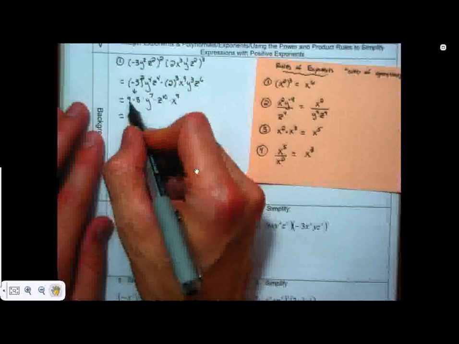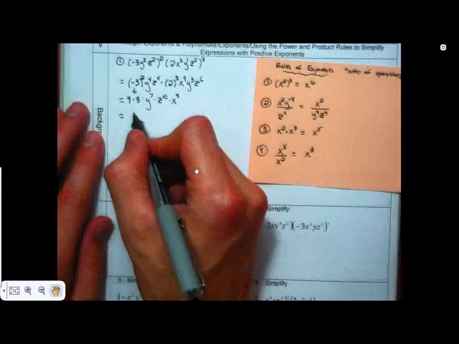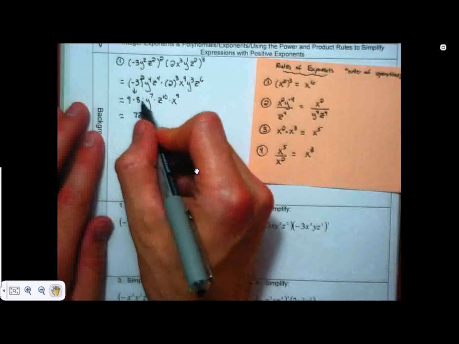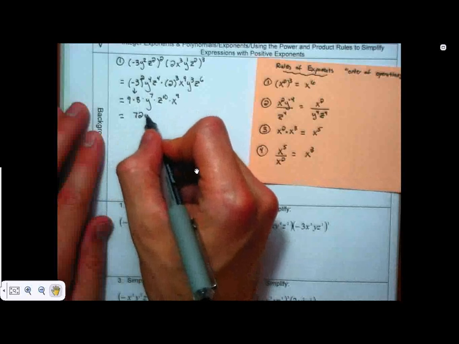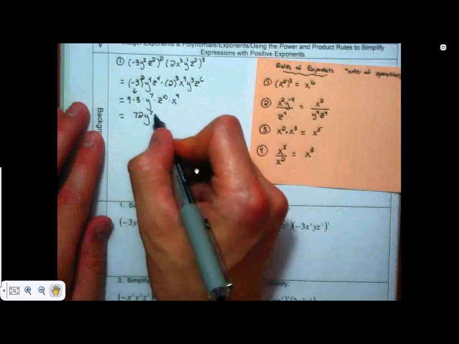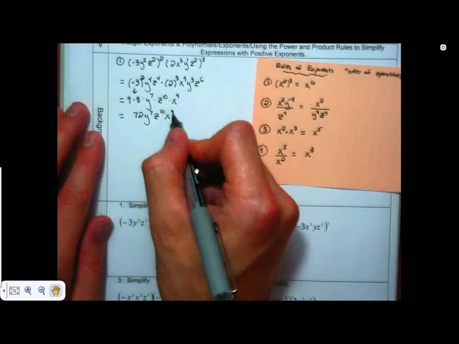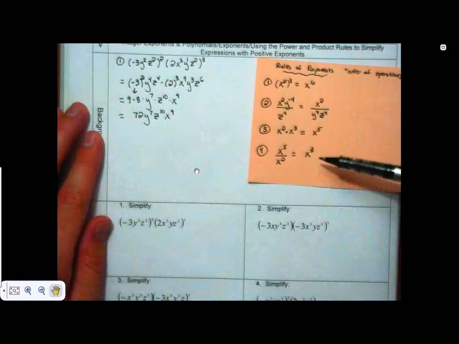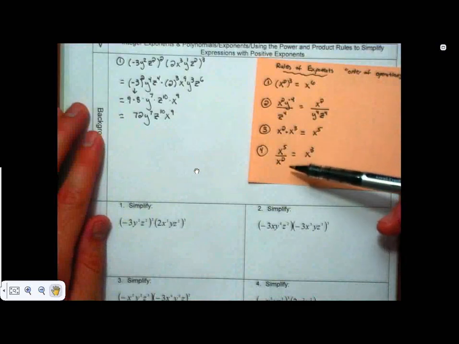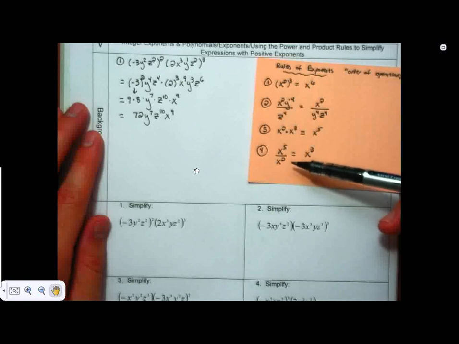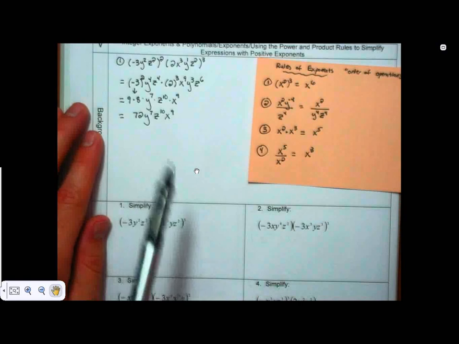So if I put together my numbers, 9 times 8 is 72. Okay, I don't need multiplication signs between numbers and variables, or variables and variables, so I'm just going to drop those. And then the last rule that I would try to apply would be this rule number 4, which is division, but I don't see any division in this particular problem, so I can skip this step as well. So my final answer is what you see.